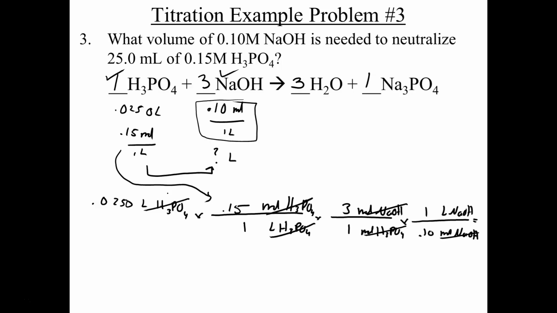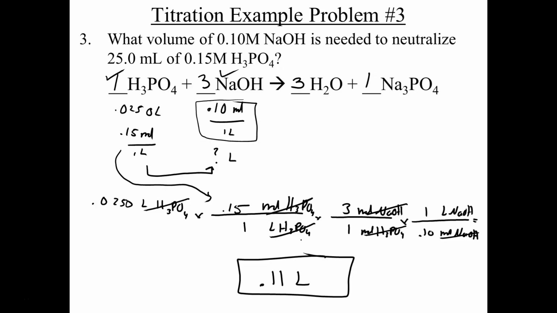So type it all into your calculator, and you're going to get an answer in liters, which is fine. It doesn't ask you what the volume should be in milliliters or anything, so just go ahead and solve it, and you get to proper sig figs, which is 2 sig figs. Our molarity here is limiting us. We get 0.11 liters. Okay? That's about it. Okay, so 0.11 liters of 0.10 molar NaOH will neutralize 25 milliliters of 0.15 molar phosphoric acid.